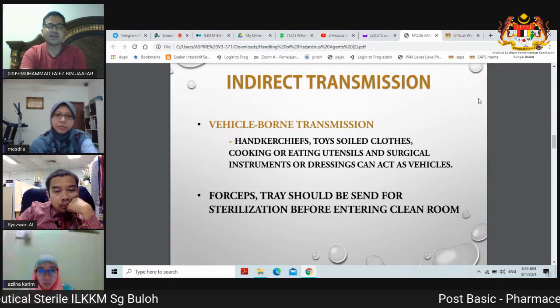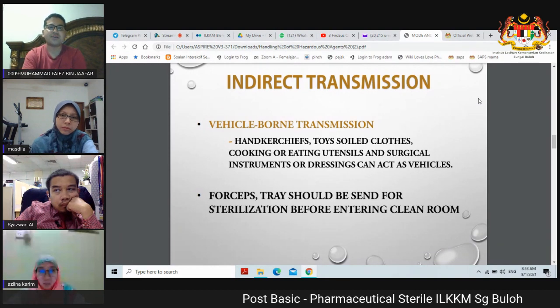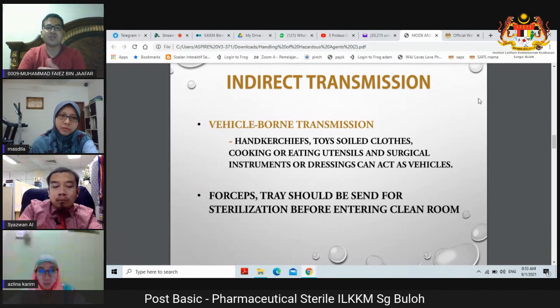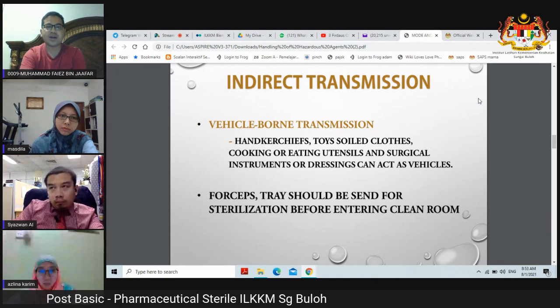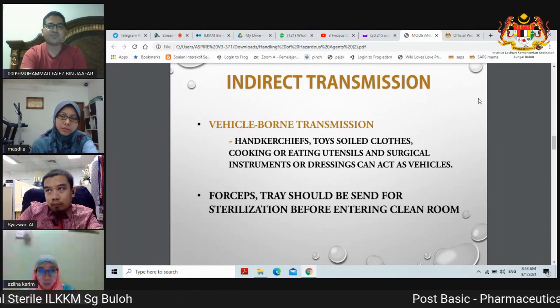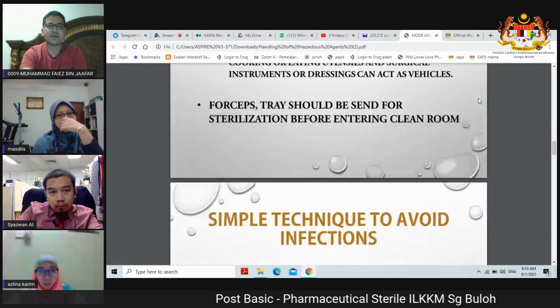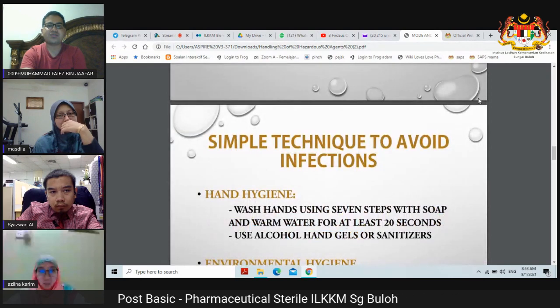So that's why kita dekat bilik bersih, faucet ke tray yang mana kita nak guna dalam clean room, kita perlu hantar untuk sterilization sebelum kita masuk clean room. Any act to avoid infection.